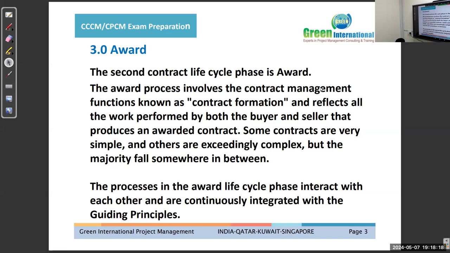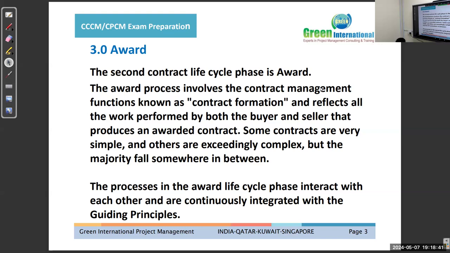The second contract life cycle phase is award. The award process involves the contract management functions known as contract formation and reflects all the work performed by both the buyer and seller that produces an awarded contract. Some contracts are very simple and others are exceedingly complex, but the majority fall somewhere in between.